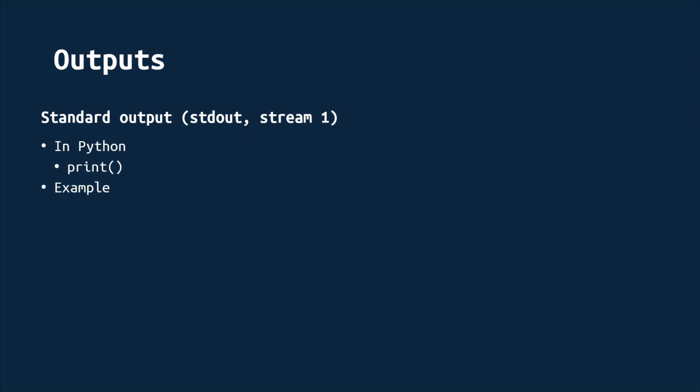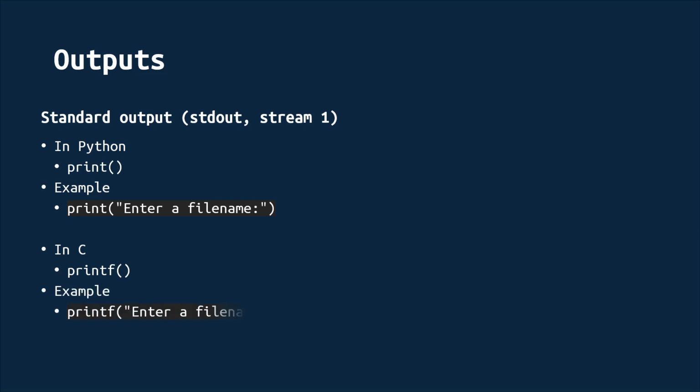The standard output, or stdout, is where normal program output goes. In Python, as everybody knows, you use the print function. For example, print enter a file name. In C, you use printf with the same syntax.